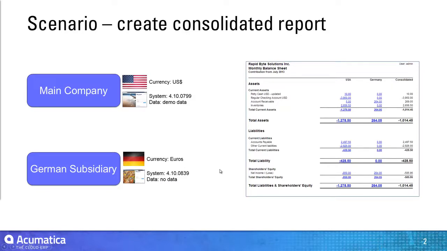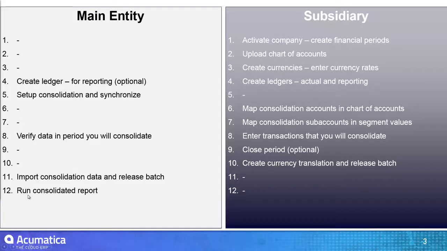The ultimate goal of what we're doing is to create this report that you see, where I have different columns: one for the USA contribution, one for the Germany contribution, and a calculated column that shows the consolidation. To do the process, I'm going to walk you through a few different steps. To get started, let me open up the subsidiary, where I have to start by activating the company, creating the financial periods, and then of course uploading a chart of accounts.